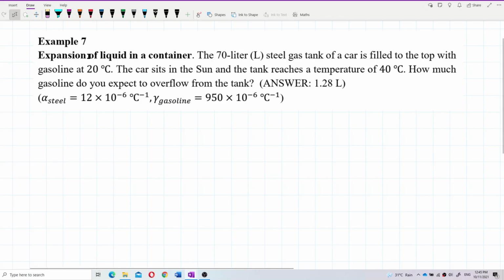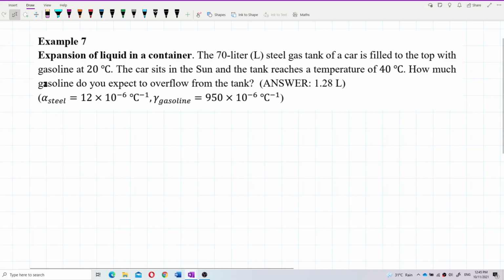Okay, expansion of liquid in a container. The 70-liter steel gas tank of a car is filled to the top with gasoline at 20 degrees Celsius. Okay, the car sits in the sun and the tank reaches a temperature of 40 degrees Celsius. How much gasoline do you expect to overflow from the tank?